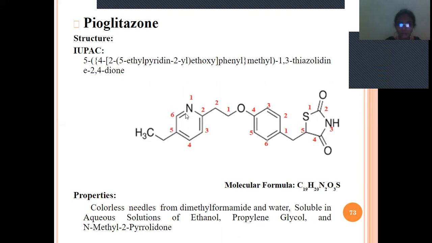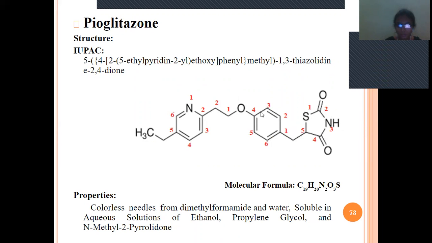See here, a 6-membered ring with one nitrogen, and in the fifth position an ethyl group; 2 carbon atoms means ethyl, here ethoxy, and this is the phenyl, and here methyl. This is the thiazolidine structure. Thia means sulfur, aza means nitrogen, so it is thiazolidine with two oxygen atoms.